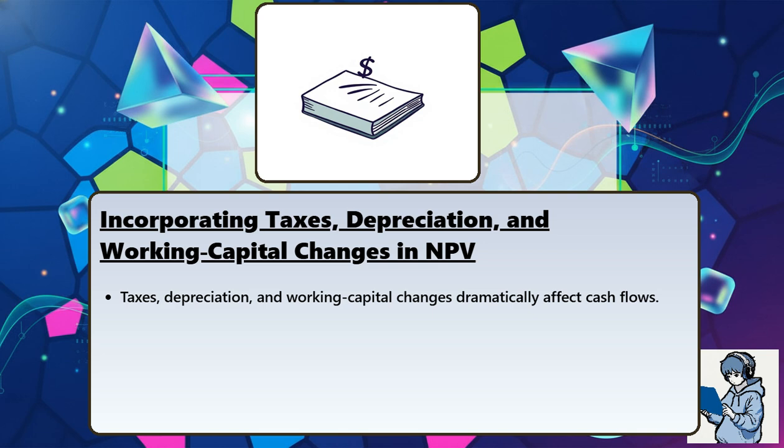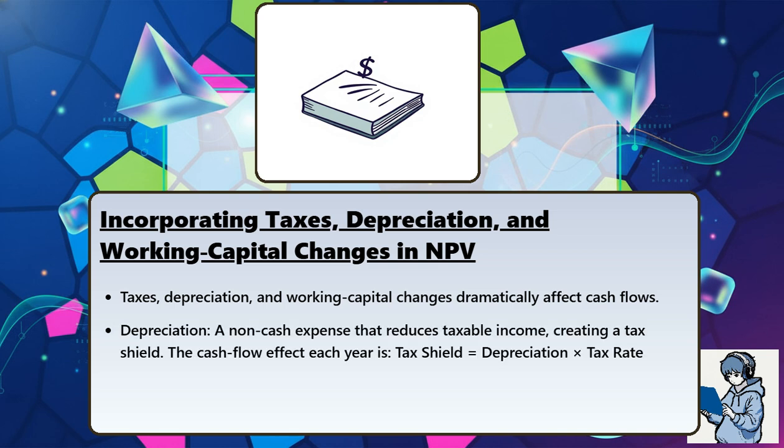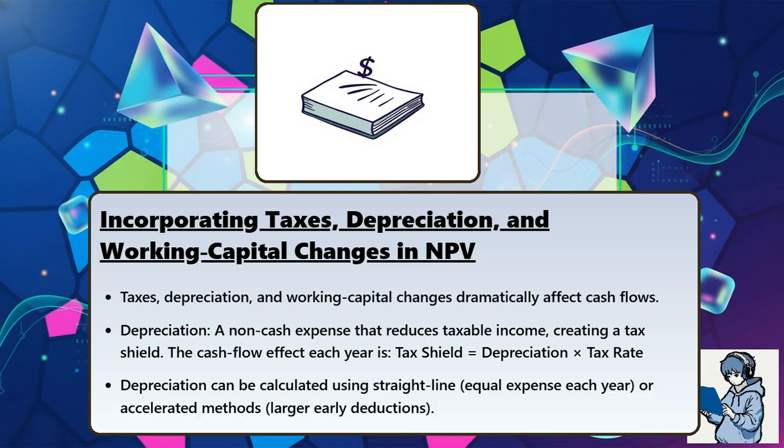Taxes, depreciation, and working capital changes dramatically affect cash flows. Depreciation is a non-cash expense that reduces taxable income, creating a tax shield. The cash flow effect each year is: tax shield equals depreciation times tax rate. Depreciation can be calculated using straight line, equal expense each year, or accelerated methods, larger early deductions.